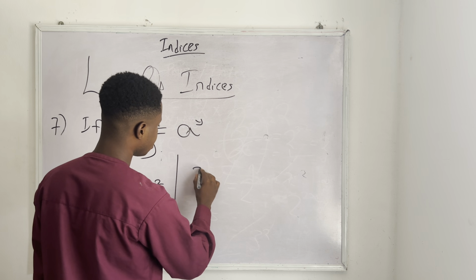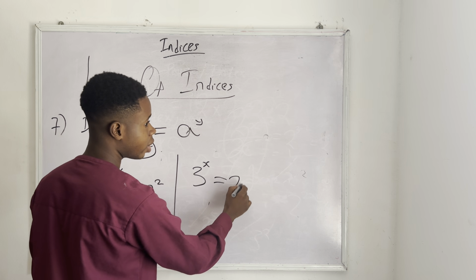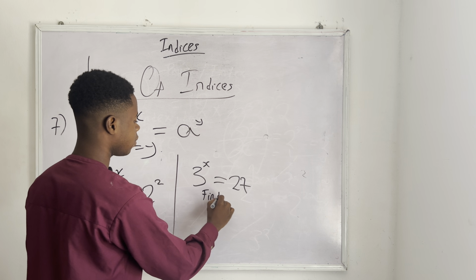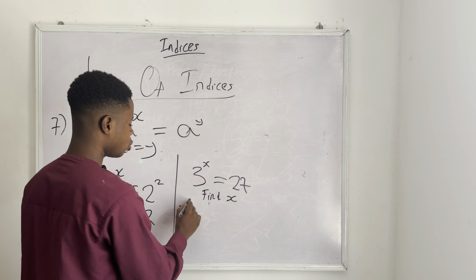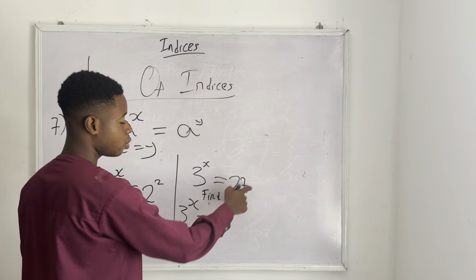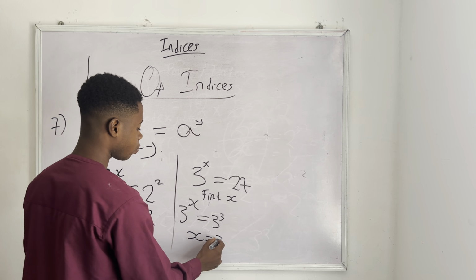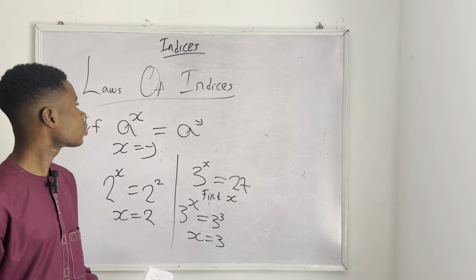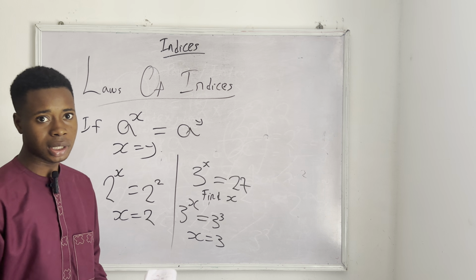If I have 3 raised to the power of x is equal to 27, and we are to find x, this is the same thing as 3 raised to the power of x is equal to 3 raised to the power of 3. 3 raised to the power of 3 will give us 27. So their base is the same, x will be equal to 3. So those are the 7 laws of indices we will be applying in these topics and some other topics as well.